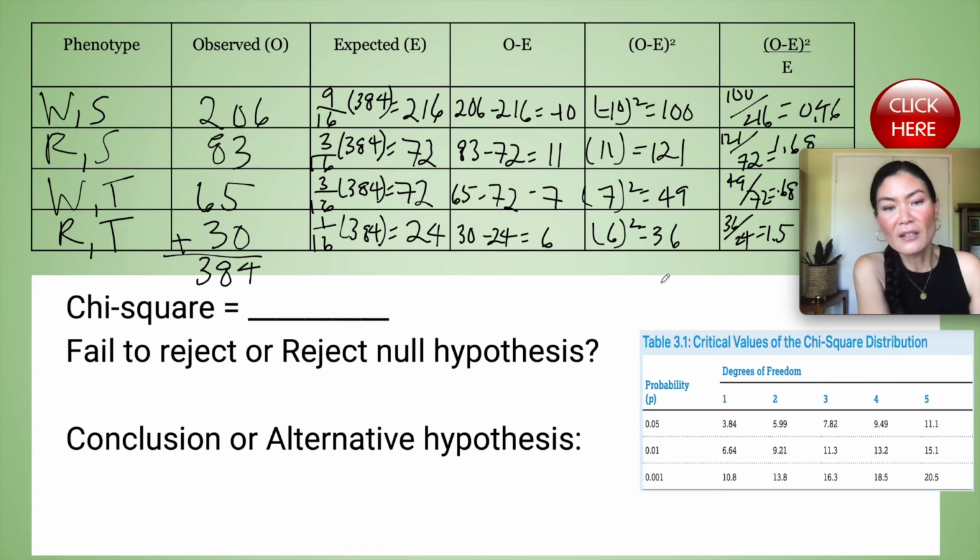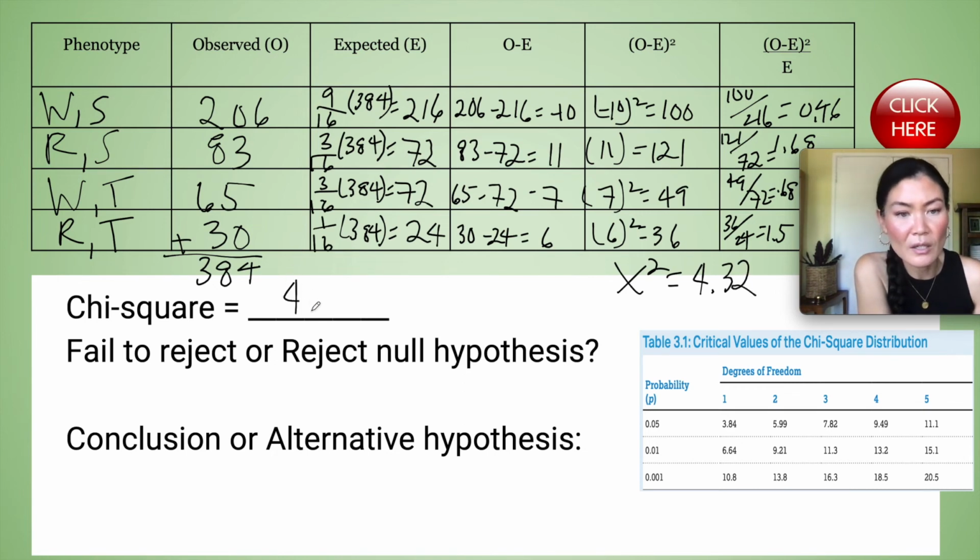Okay, and then chi-square, right? It's the sum of all of these values. So when you add 0.46, 1.68, 0.68, 1.5, you should get 4.32, okay? All right, so let's take a look at our critical value table.